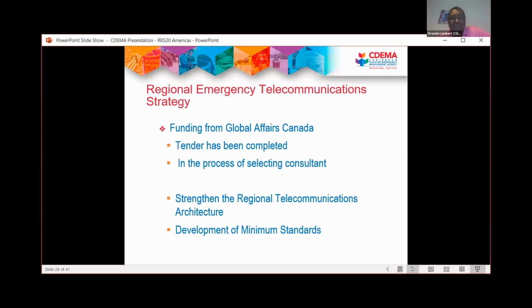And the aim of this strategy is to strengthen the regional telecommunications architecture. Also, one of the areas is that we want to develop a set of minimum standards which our disaster officers and our countries can sort of measure themselves against to say that this is the bare minimum that you need for proper emergency telecoms. So that consultancy will start very soon, and it's one of the areas where we know that we're going to reap great benefits from it.